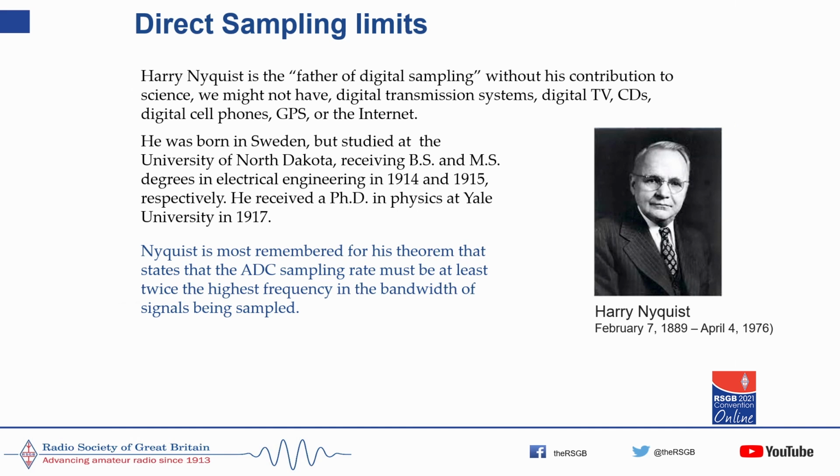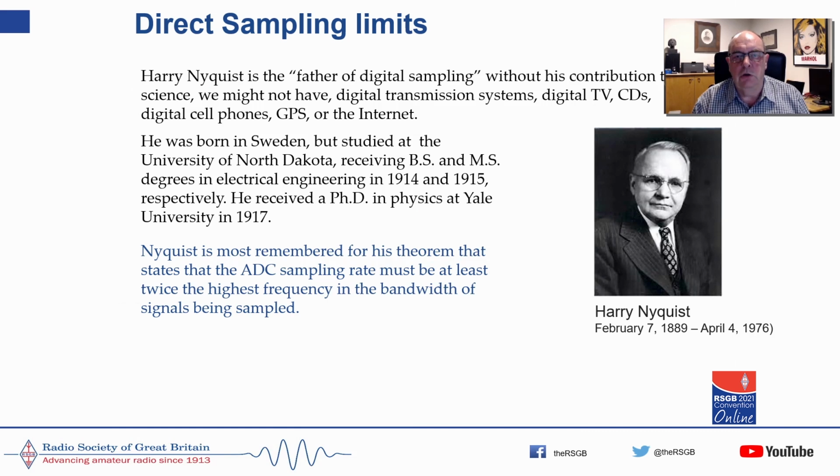So if you want to sample all of the HF band and the 6 meter band up to 54 megahertz, that means you have to have an ADC that can sample at least 108 mega samples per second. So it's 108 million 16-bit samples per second coming out of that ADC. So you need quite a lot of computer processing power to manage that.